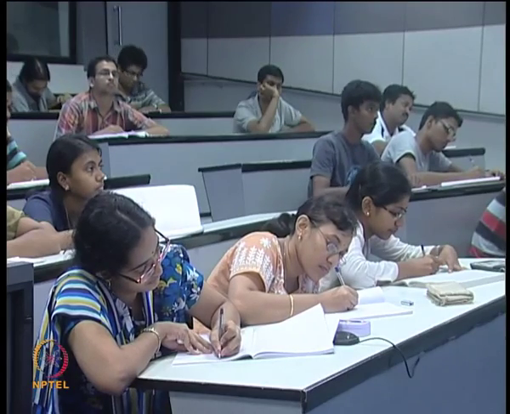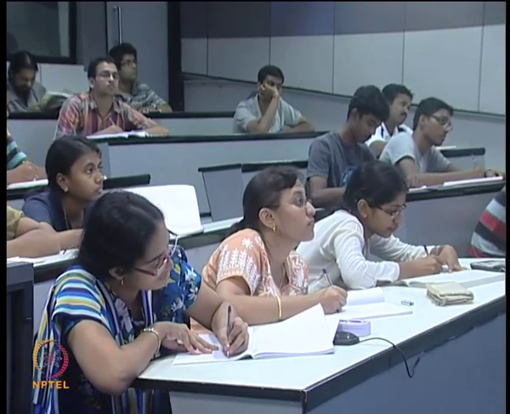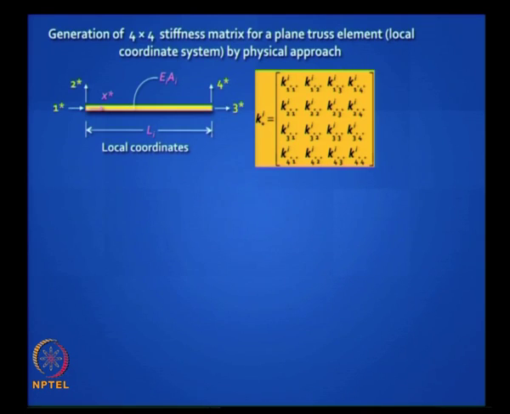It is going to look like this, it is going to be symmetric, generated. By the physical approach, that means you do not need any calculations. Okay. So what is the first thing you will do? You have to draw a sketch where you apply only one unit displacement. Which one will you apply? So d1 star equal to 1.